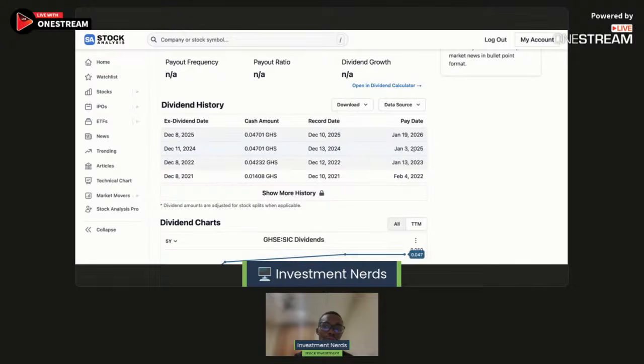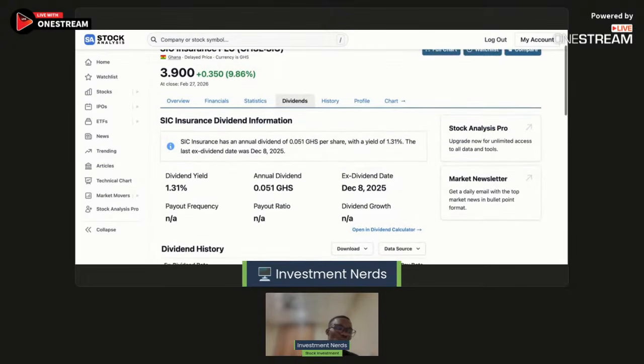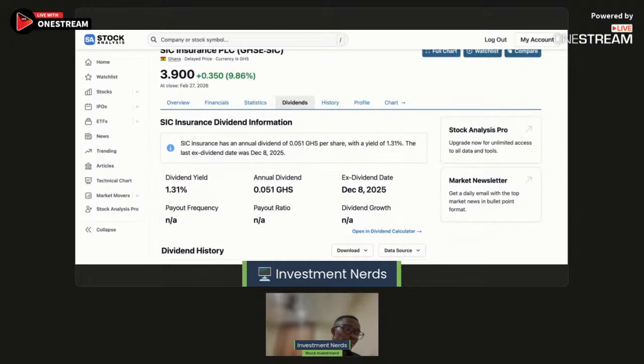The last one they also paid in 2025 was January 3rd. The last one was January 13th. So you can see that they are usually paying dividend, but you can see that they didn't pay dividend in 2023. So you don't have to ask anybody, oh, does this company pay dividend? You don't need to do that. You can see it from here.